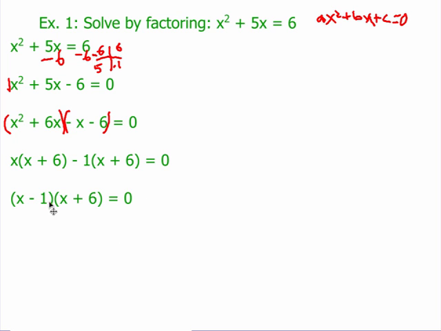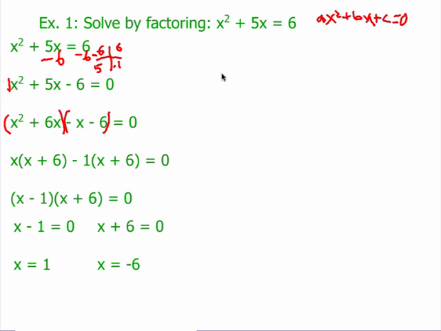We just factored. Our next step is that for this to equal 0, either x minus 1 equals 0, or x plus 6 equals 0, or they both do. So now I'm going to set both my factors, x minus 1 and x plus 6, equal to 0, and solve. Add 1 here, subtract 6 here. I get x equals 1 and x equals negative 6.